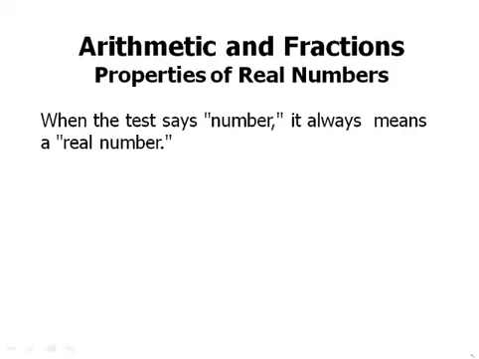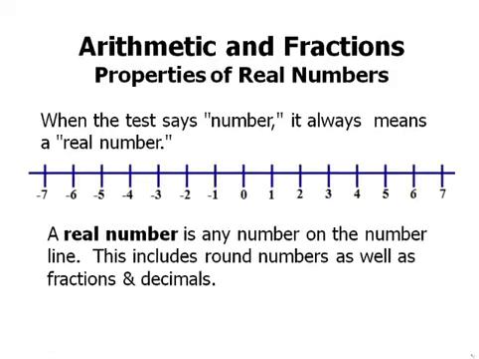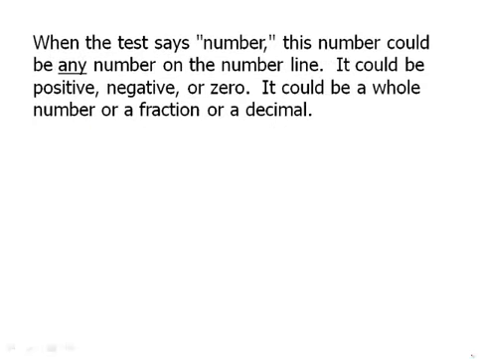When the test says number, it always means a real number. What's meant by a real number? Well, a real number is any number on the number line. This includes round numbers as well as fractions and decimals. So all the numbers pictured here as well as all the numbers and all the spaces in between. Numbers like 1/3 or pi or the square root of 7. All of these are numbers. They're all real numbers. When the test says number, this number could be any number on the number line.